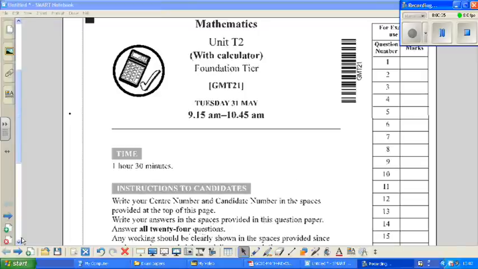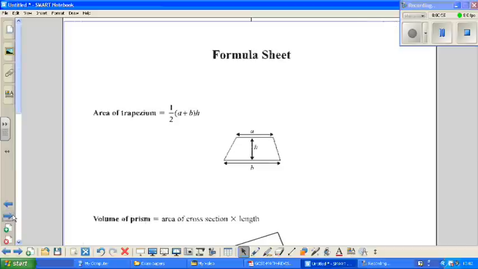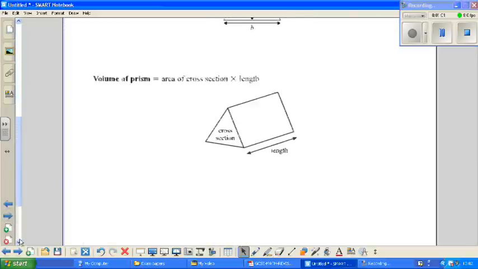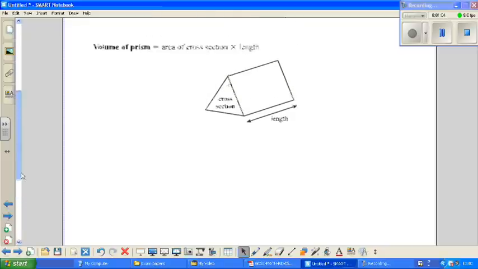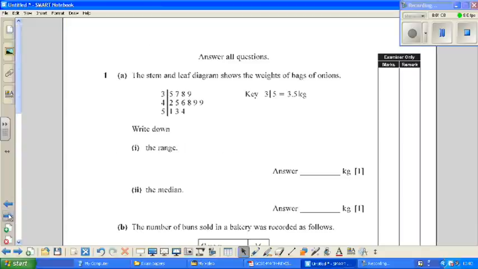Please note you're allowed a calculator in this T2 module, and just remind you again, any working should be clearly shown in the space provided, since marks may be awarded for partially correct solutions. Please show your working to collect as many marks as you can. The formula sheet in Foundation only contains 2 formulas, area of a trapezium and the volume of a prism, but if you need them, make sure to look at the formula sheet.